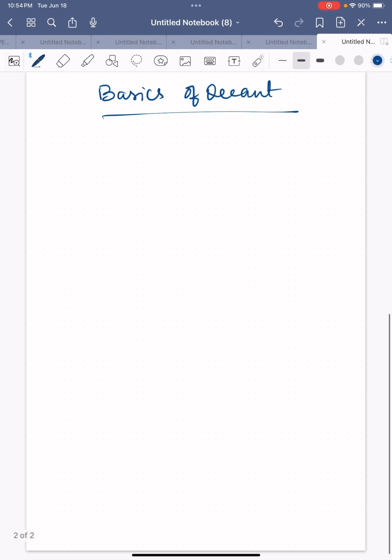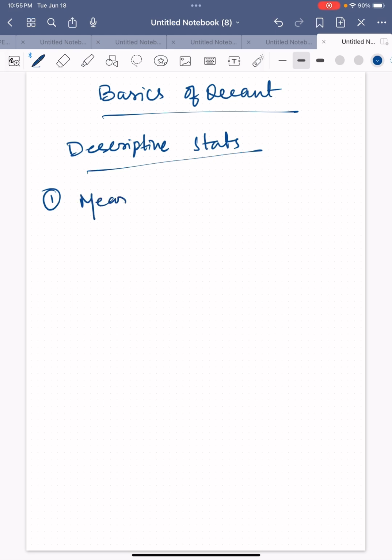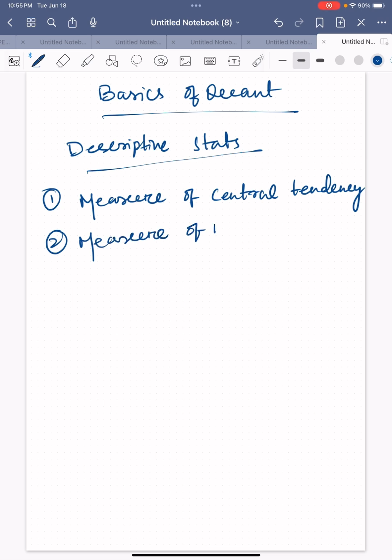So today we are going to discuss the basics of quantitative data analysis, so basics of quant. First, let's understand descriptive stats. In descriptive statistics we usually look at three major types of analysis. The first one is measure of central tendency. Number two is measure of dispersion, and the third one is measure of shape.